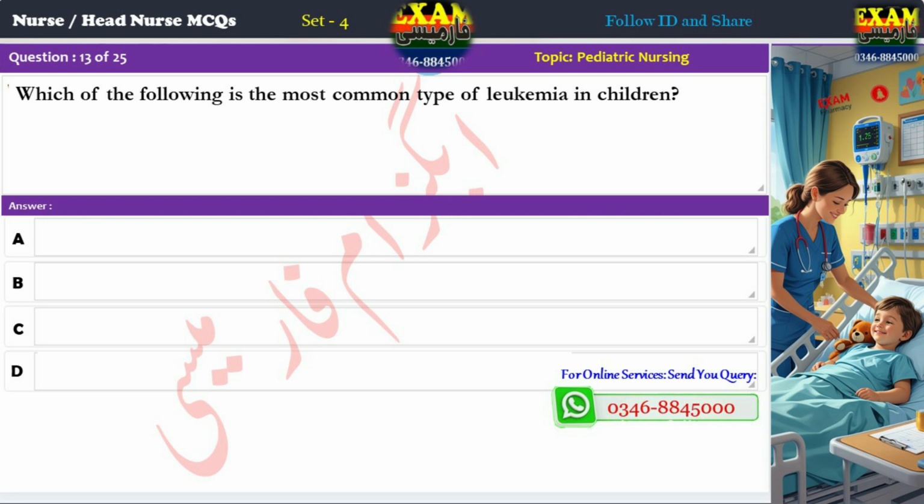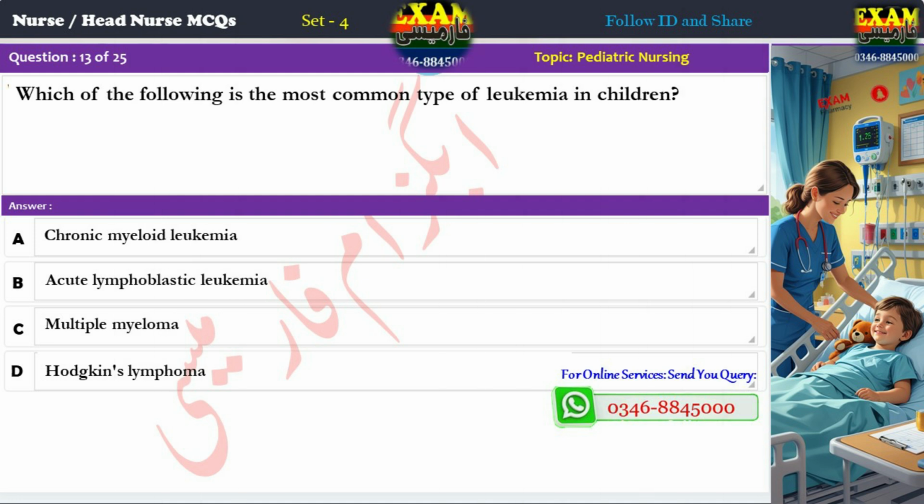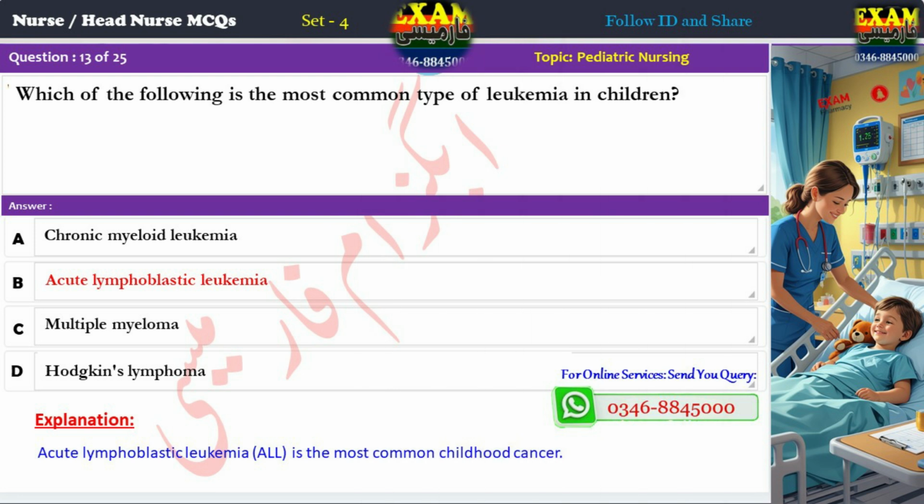Question 13. Which of the following is the most common type of leukemia in children? A. Chronic myeloid leukemia. B. Acute lymphoblastic leukemia. C. Multiple myeloma. D. Hodgkin's lymphoma. Correct answer: B. Acute lymphoblastic leukemia. Explanation: Acute lymphoblastic leukemia, ALL, is the most common childhood cancer.